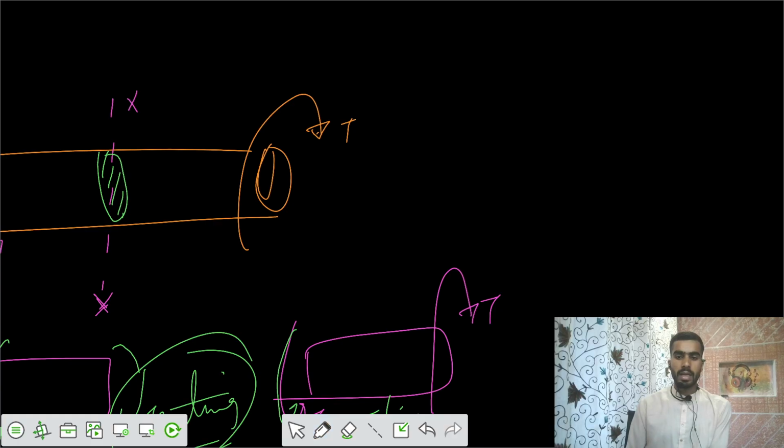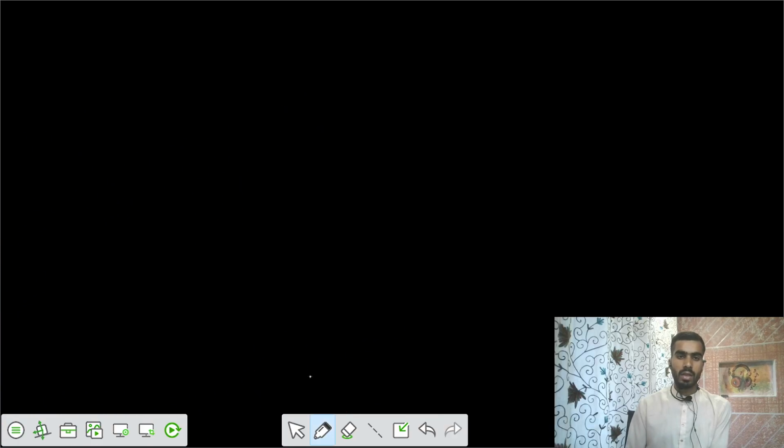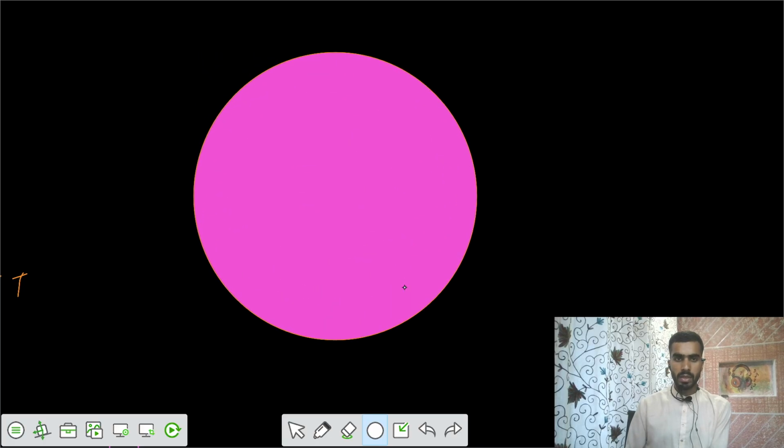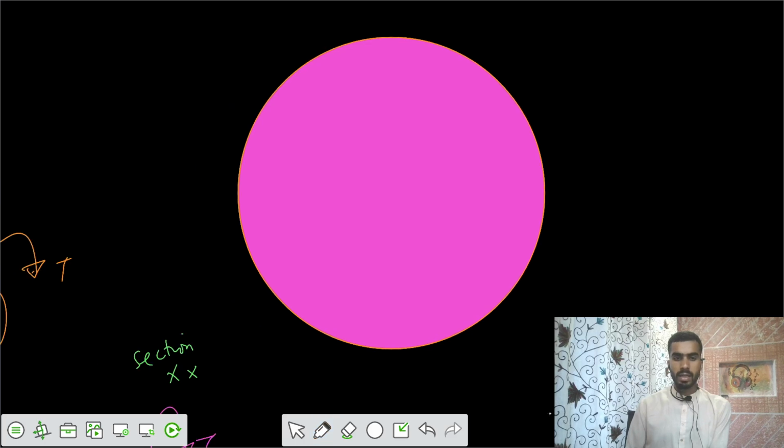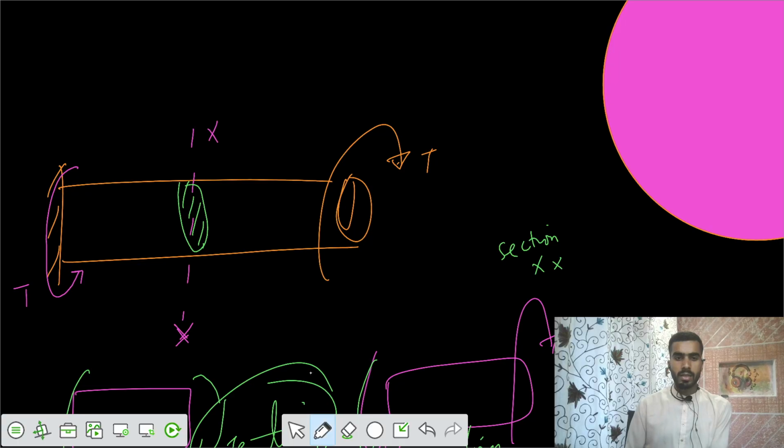So if you take that section, let's take a bigger section. So this is your section. This is your x section. Now the thing is, you applied a torque of, let's say, T here, and the development of torque here would be some value of TR.